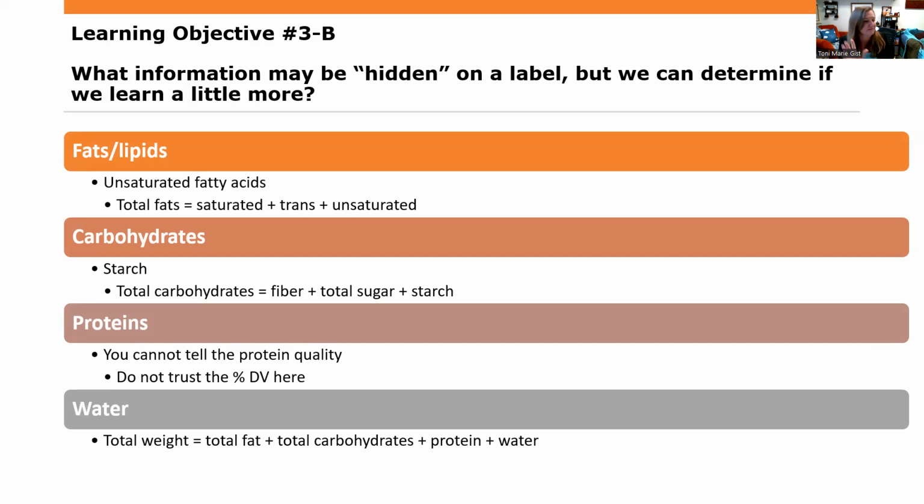And with our water, surprisingly, you can calculate the amount of water that you have per serving in a foodstuff. So if you take the total weight of that foodstuff and then you subtract out total fat, which is a macronutrient, total carbohydrate, another macronutrient, and then we subtract out the protein, then that leaves you the amount of water that you have in that foodstuff. So even though the label doesn't have unsaturated fats, starch, protein quality, or water amount, you can calculate some of these things on your own.